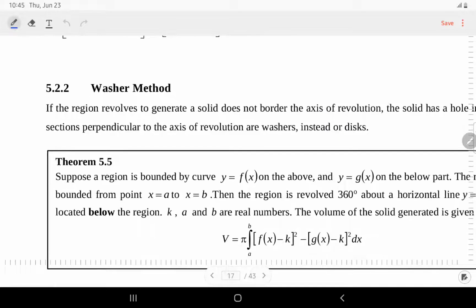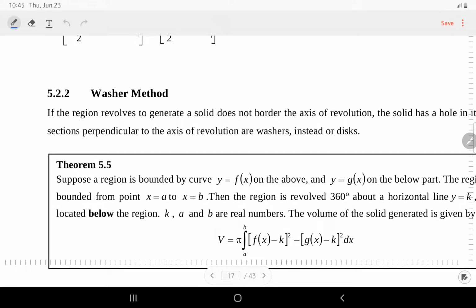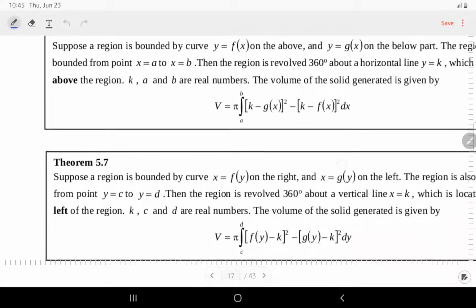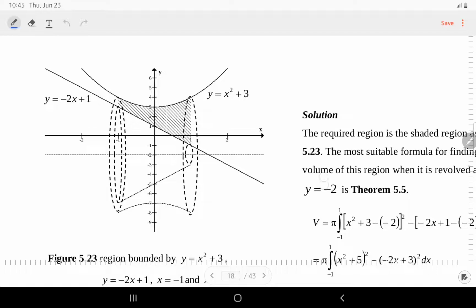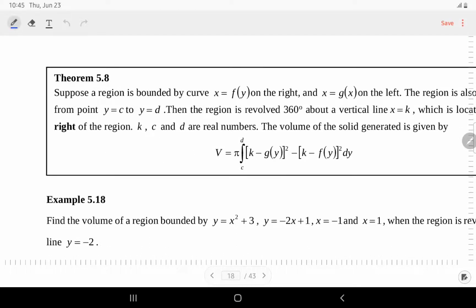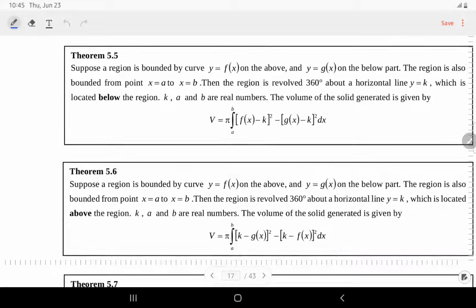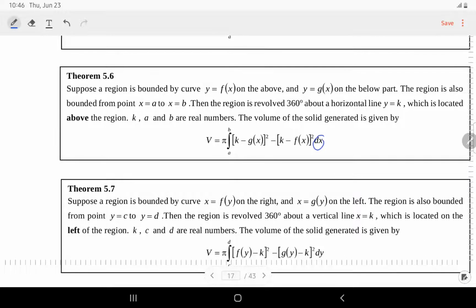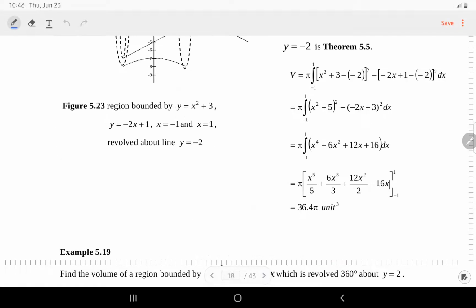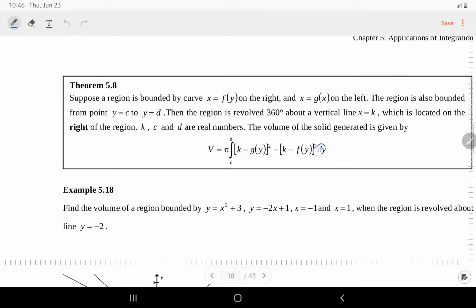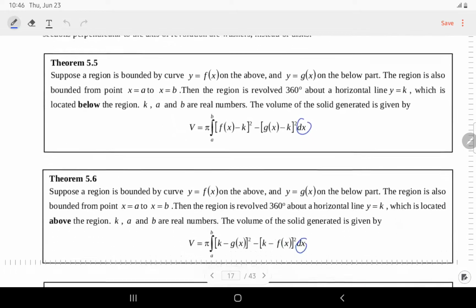Okay, next kita masuk Washer method. Okay, in Washer method, we have 4 different formulas which stated in theorem 5.5, 5.6, 5.7 and 5.8. Okay, ada 4 formula yang berlainan. So, kita tengok apa perbezaan dia. Okay. Theorem 5.5, integrate by dx. Theorem 5.6, integrate by dx. Theorem 5.7, integrate by dy. Theorem 5.8, integrate by dy. Okay, itu beza dia yang pertama. Then apa perbezaan lagi?